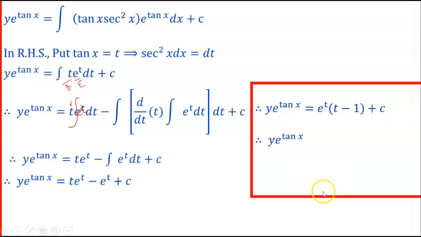Okay, and again it can be written by substituting the value of t, which is tan x. Therefore y · e^(tan x) = e^(tan x) (tan x − 1) + c.